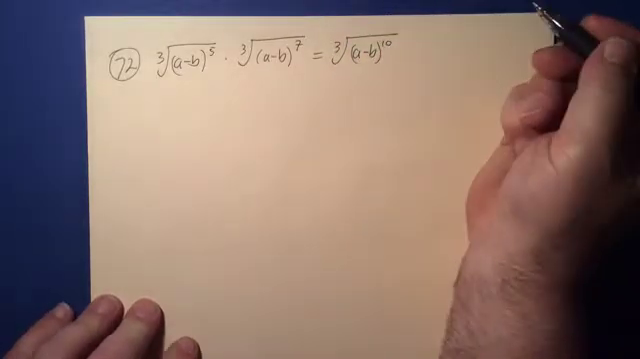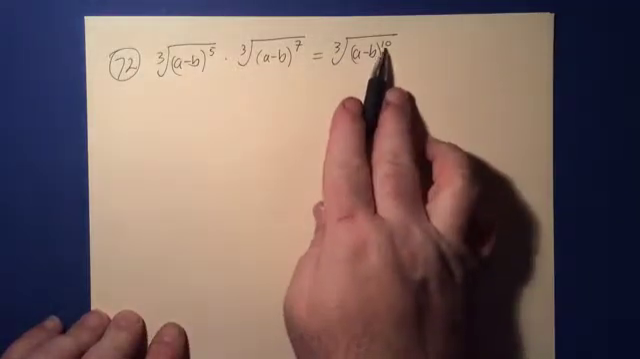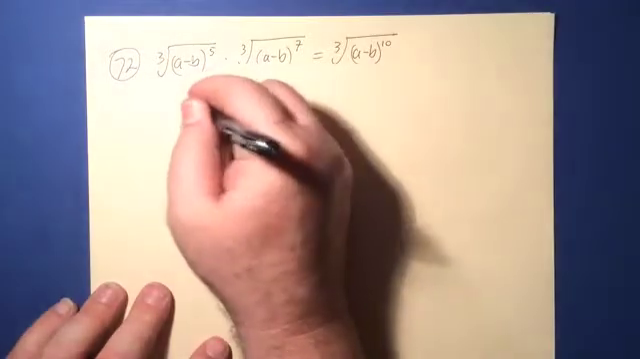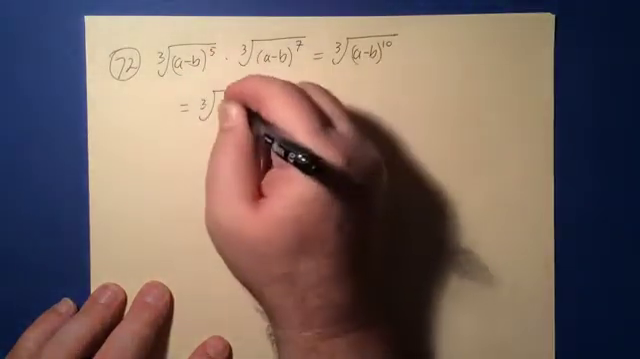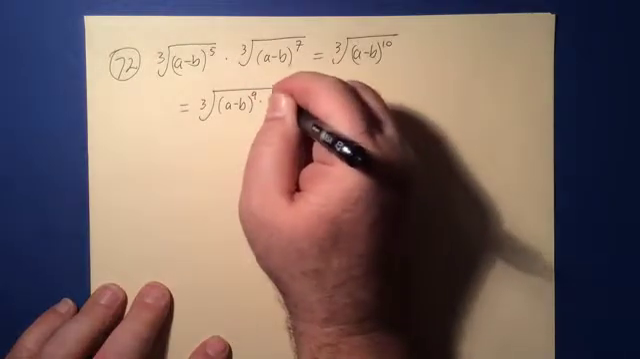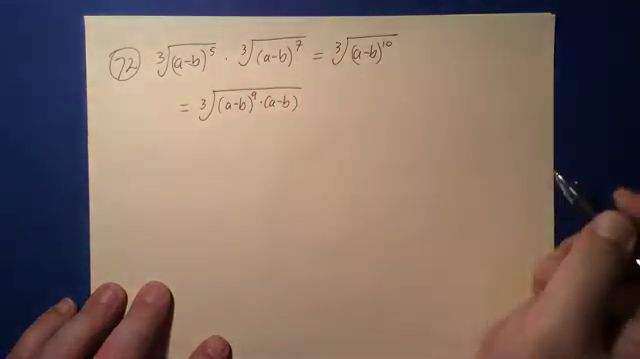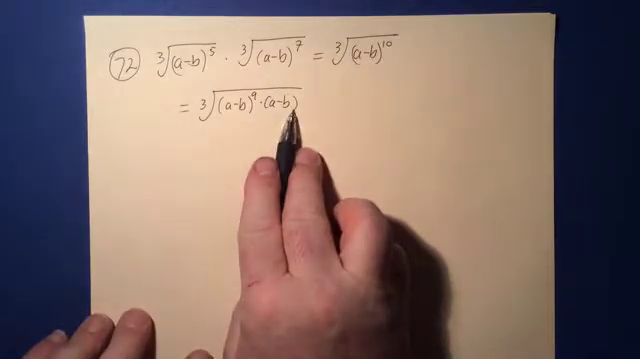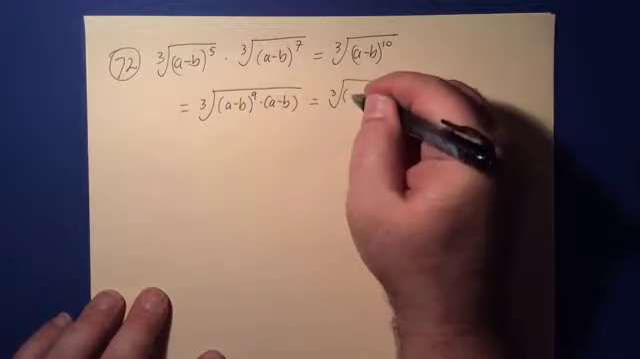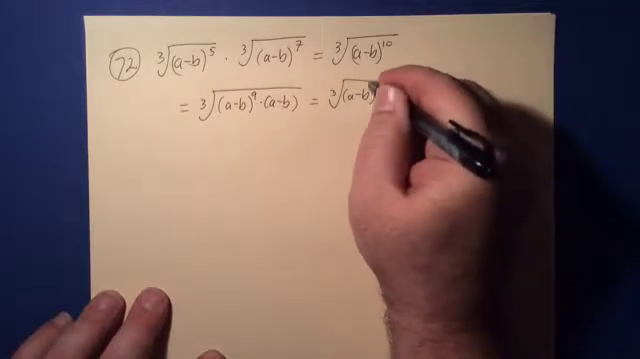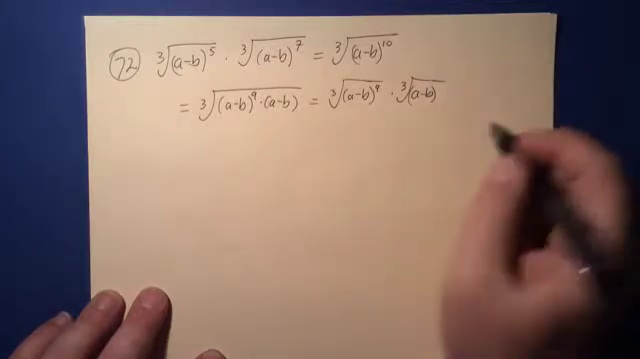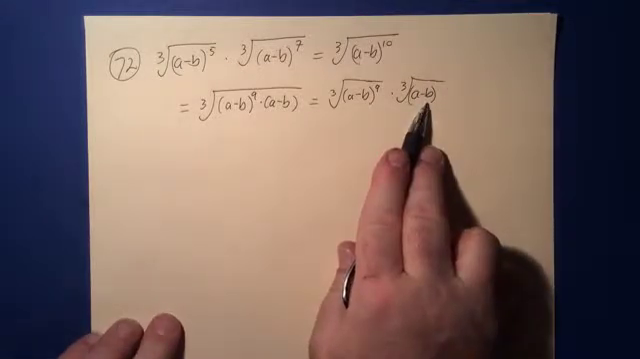to the 10th. And again, like I was doing before, I'm going to try to write a minus b to the largest exponent that's divisible by 3. So I can write this as the cube root of a minus b to the 9th times a minus b. And that multiplied together would be a minus b to the 10th. Splitting that up now, I've got the cube root of a minus b to the 9th times the cube root of a minus b. As you probably figured out by now, that is not going to simplify.